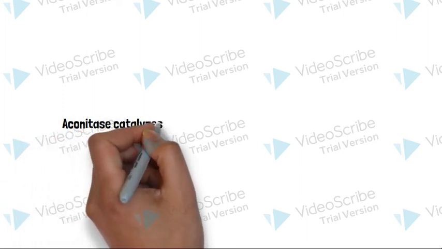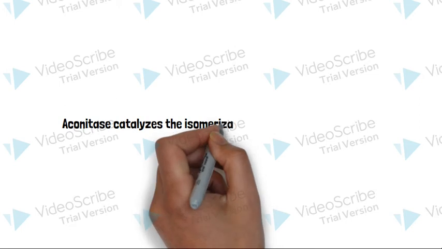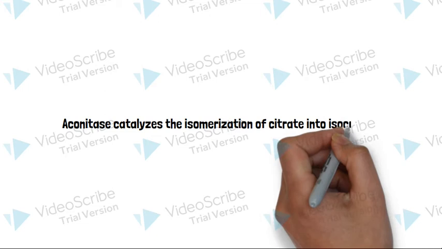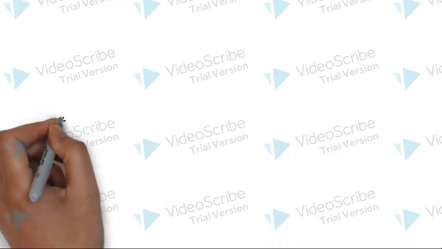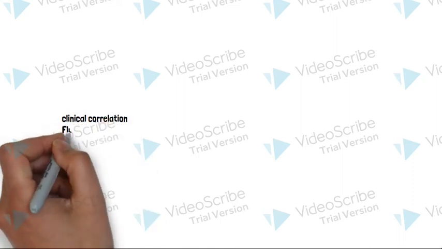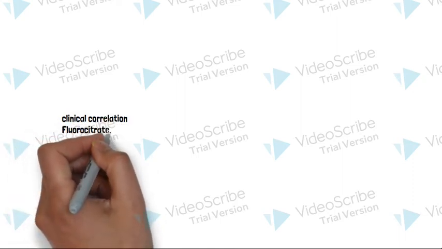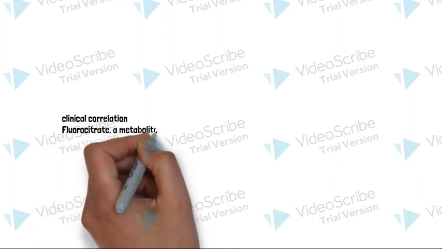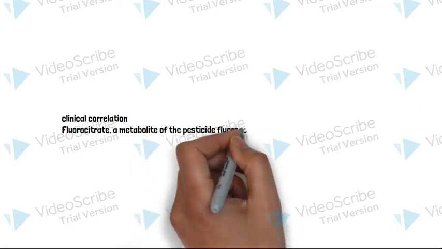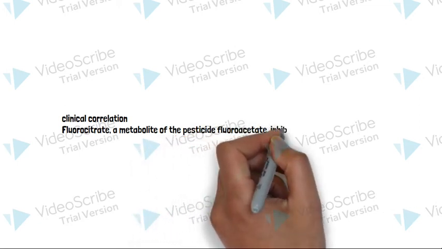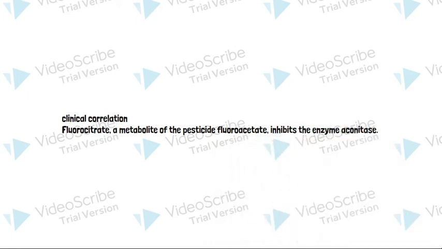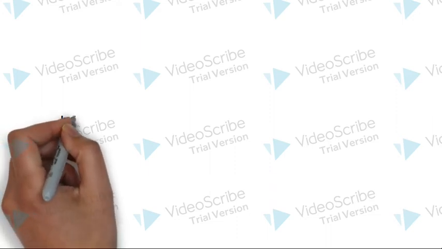Next, aconitase catalyzes isomerization of citrate into isocitrate. Citrate is going to be converted into isocitrate by the enzyme called aconitase. Now, we have an important clinical correlation, that is fluoroacetate, a metabolite of a pesticide. This fluorocitrate can inhibit aconitase. Thus, it can stop the whole Krebs cycle. So, you have to remember a poison molecule is fluoroacetate.